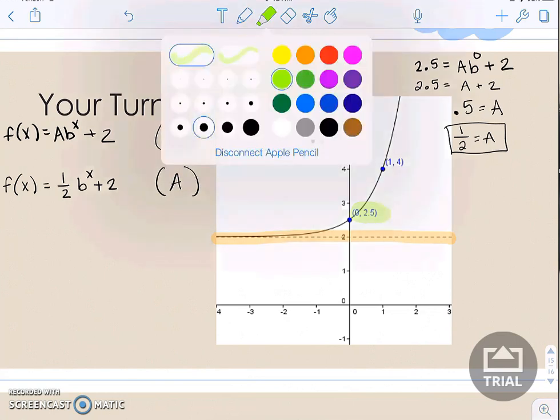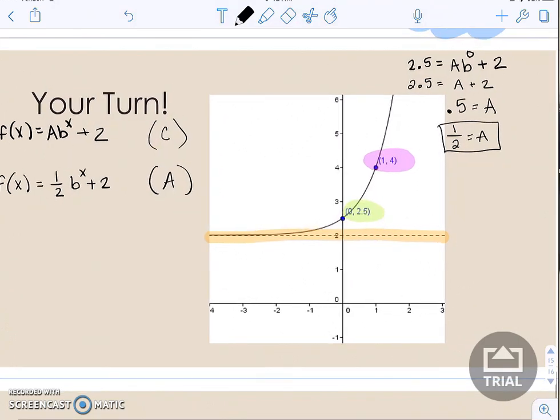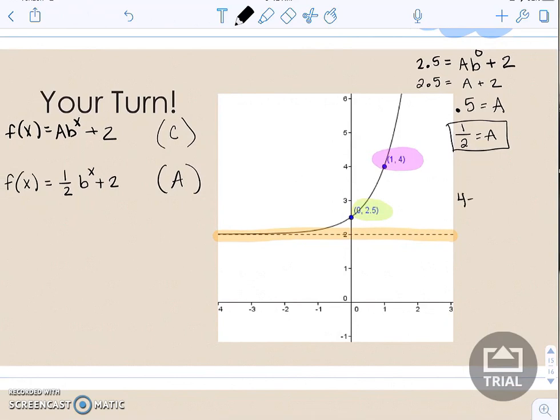The very last step is to go and look for my b, so I'm going to use my other value. I'm going to take the function that I've created at this point. I'm going to replace y with 4, so 4 is equal to 1/2 times b to the first power plus 2. B to the first power is just b, so I have 4 equals 1/2 b plus 2. I'm going to subtract my 2 so that I have 2 is equal to 1/2 times b. And I'm going to divide by 1/2 on both sides. And when I do that, that leaves me with 4 is equal to b.